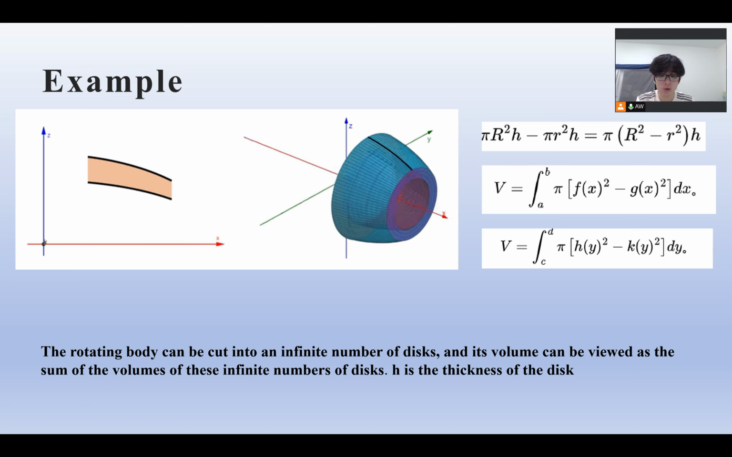And the volume of each disk, you can see this is the formula: pi r squared h minus pi r squared h, where h is the thickness of the disk. So we can integrate the first formula and get the second formula. If the curve rotates about the y-axis, the function turns into the third one, and it's dy, not dx.